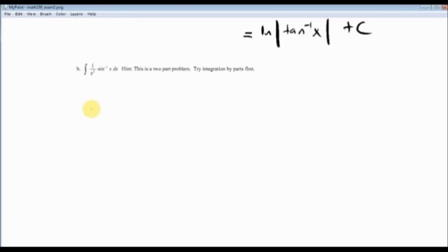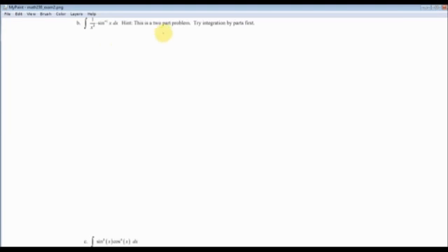Alright, this one is a little bit harder. Now I said that this is a two-part problem, try integration by parts first. Now, you have to have a u and you have to have a dv. The dv is going to be unlikely sine inverse, so I'm going to let u equal sine inverse, and dv is going to be 1 over x squared dx.